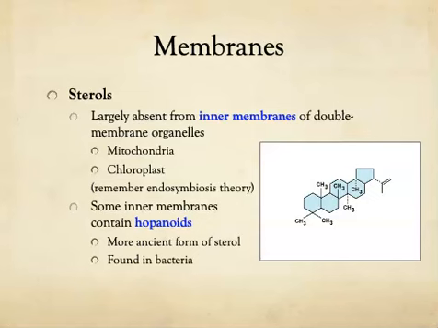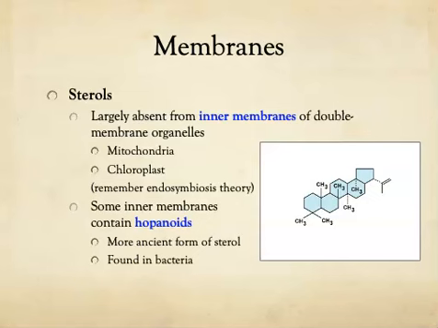Recall that endosymbiotic theory tells us that these double membraned organelles arose through evolution when a larger primitive cell consumed a smaller primitive cell. The smaller primitive cell then had a plasma membrane around it that then became the inner membrane of the mitochondria and the inner or thylakoid membrane of the chloroplast.